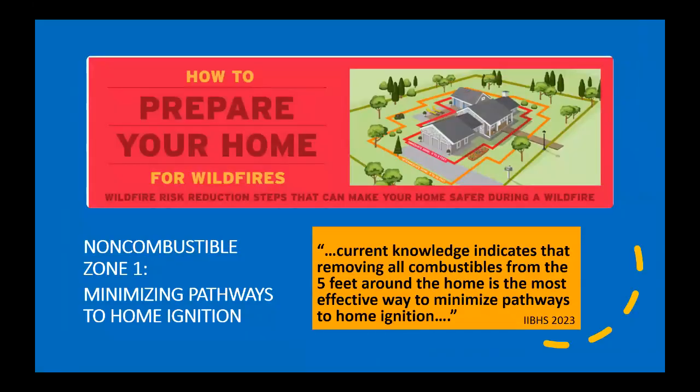So this is the single most important lesson out of this whole class, the 0 to 5 space. It really, they have proven through science, is the most effective way to minimize pathways to home ignition.